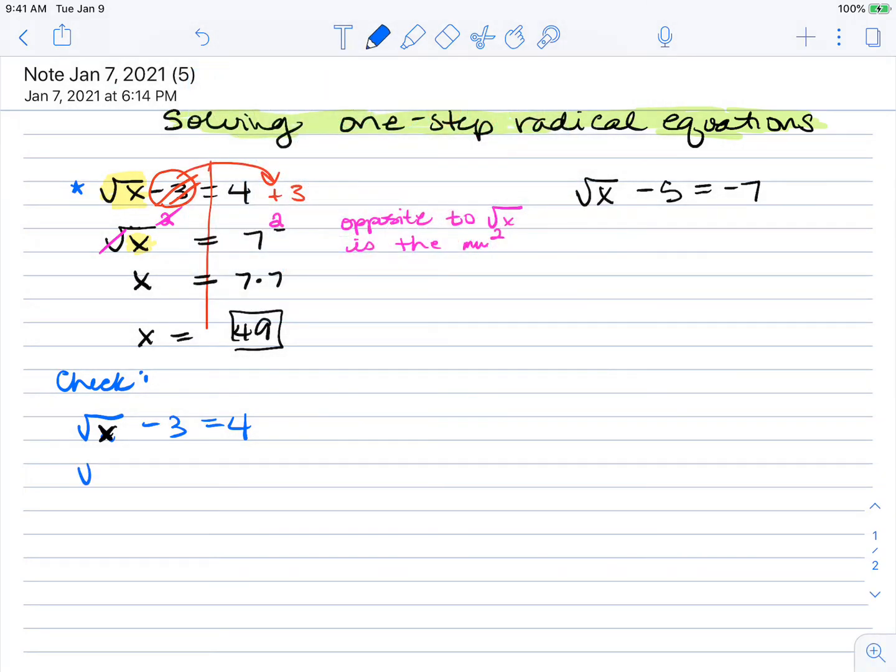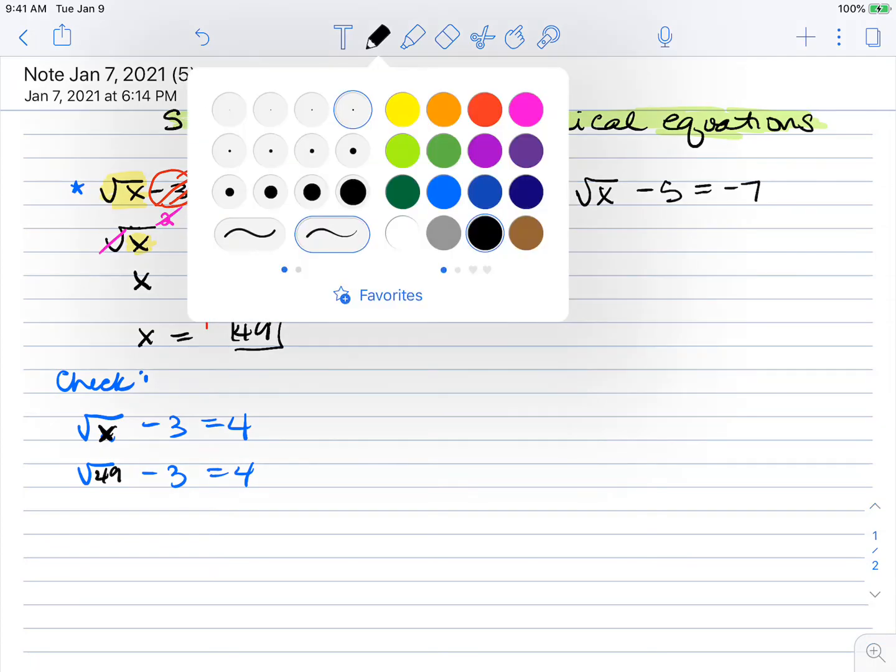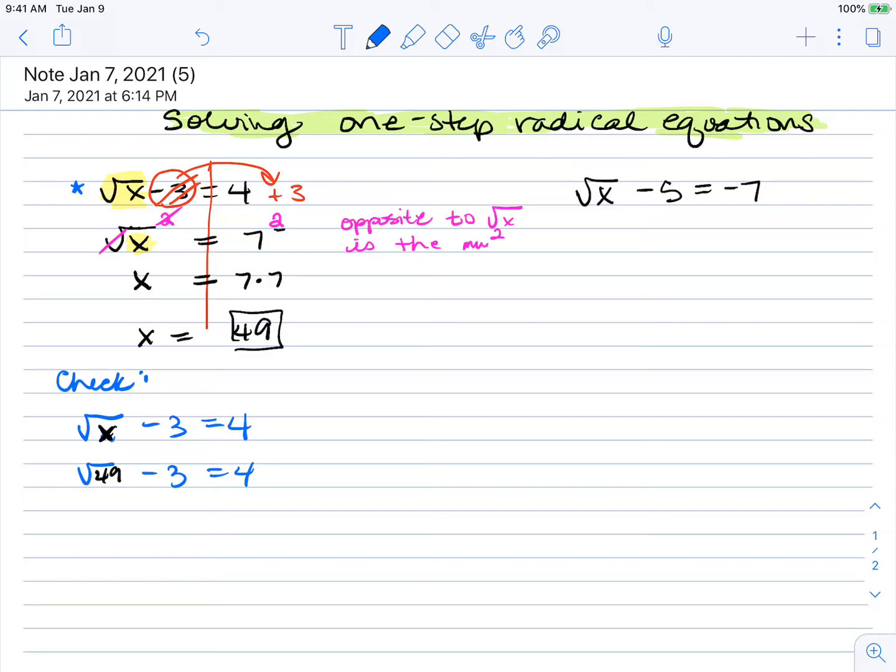So I've got the square root of 49. I will do my square root of 49 first, and that is going to give me 7 minus 3, and does that equal 4? And if it does, then I can say, yep, I checked it, and 49 works. So I know for sure that this is my answer.